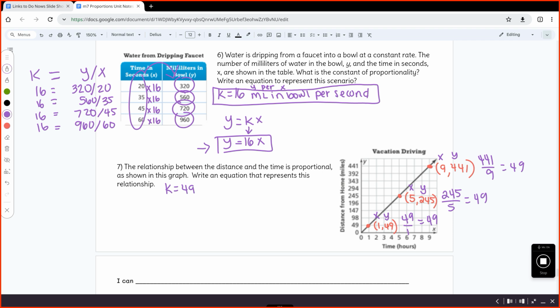And let's make sure we label. It's 49 Y per X. So 49 miles per hour. Okay, Y per X. All right, write an equation that goes with this relationship. So we're going to write it in the form Y equals KX. In place of K, we're going to put 49.